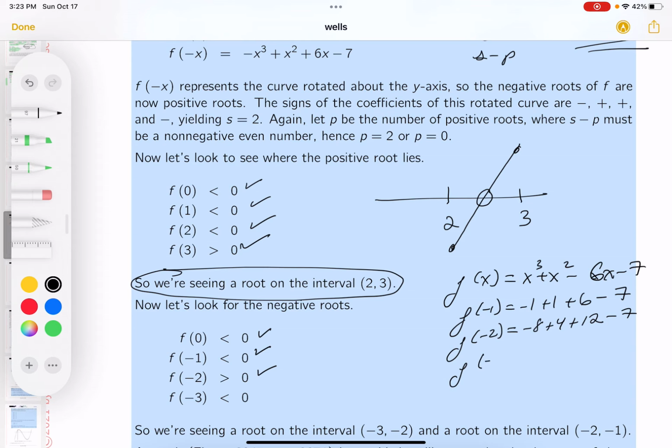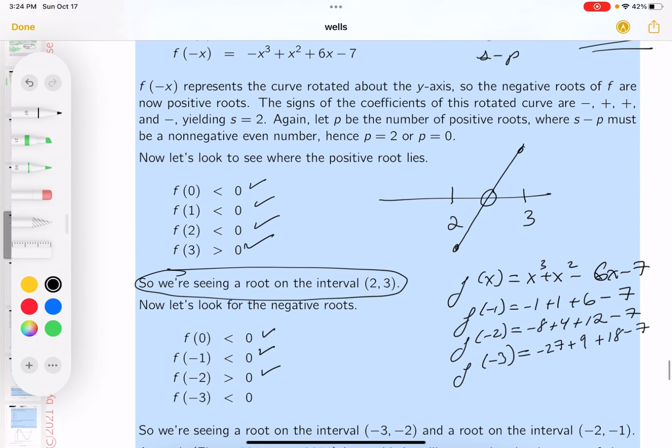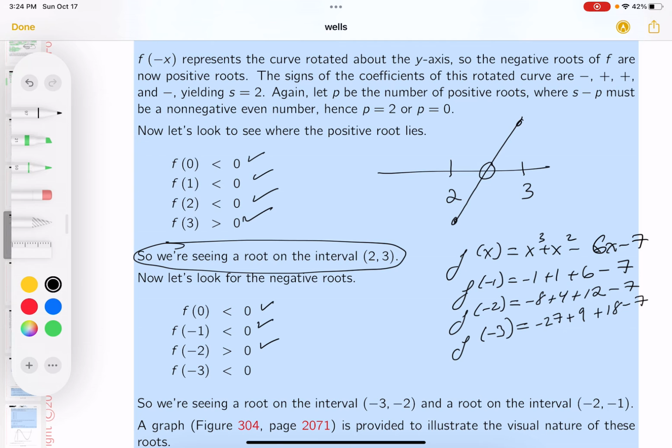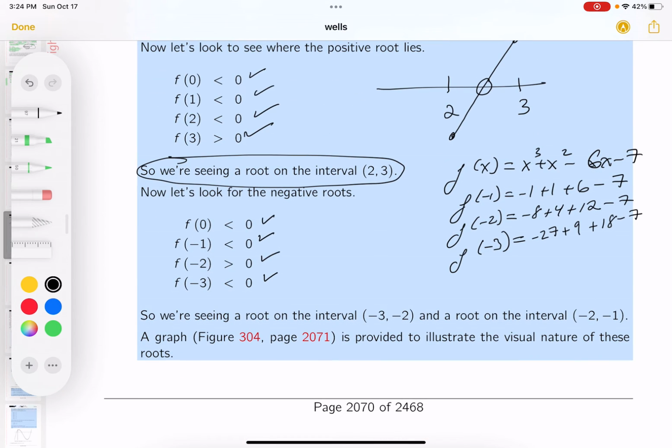We'll discuss that later. Minus 3. Let's see what happens over there. What are you going to get? Well, you get minus 27 plus 9 plus 18 minus 7. Well, let's take a look at that. That's negative. So I got something interesting happening here. We got a sign change between these two. I'll put that down for you.